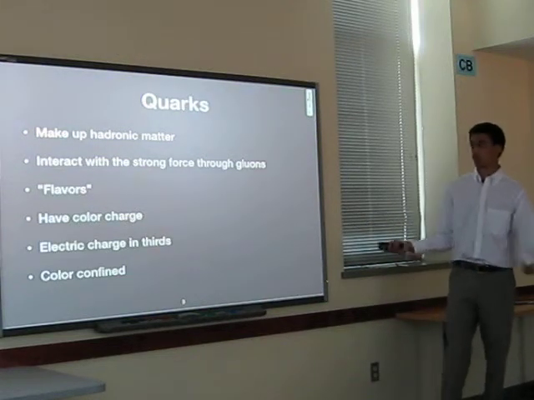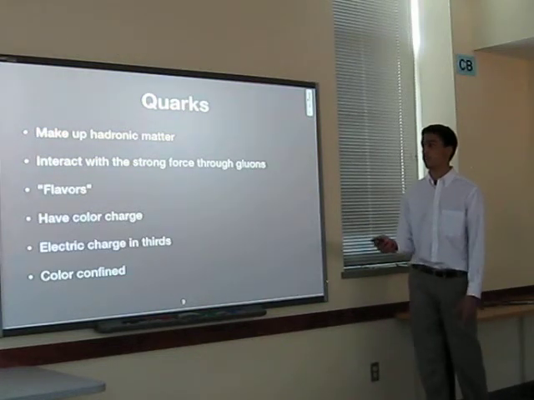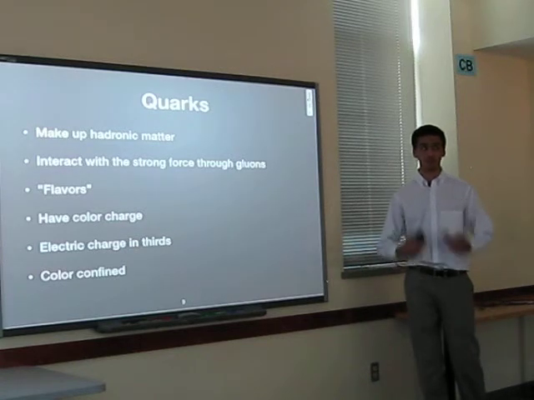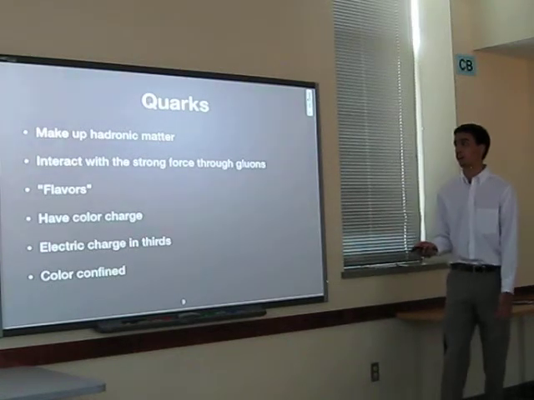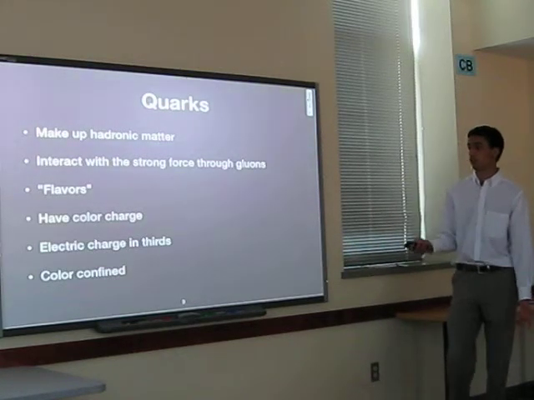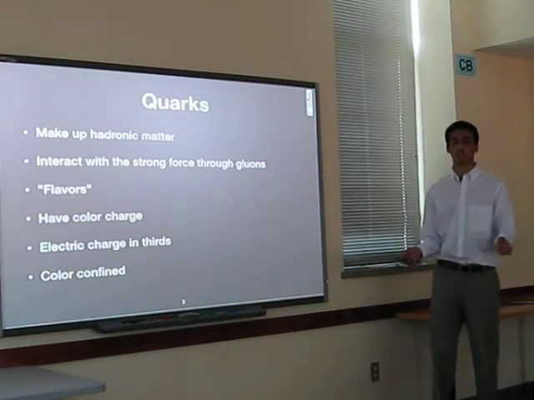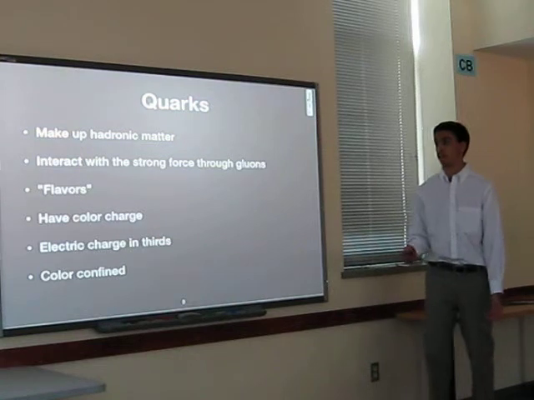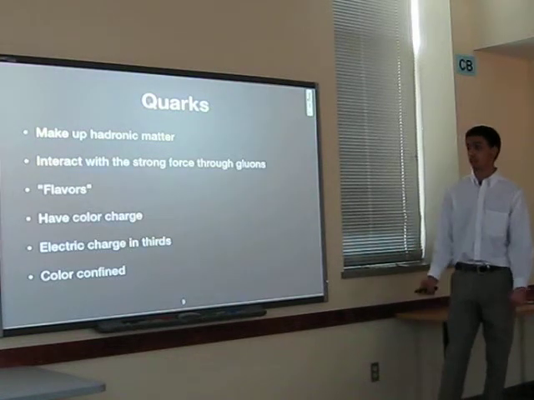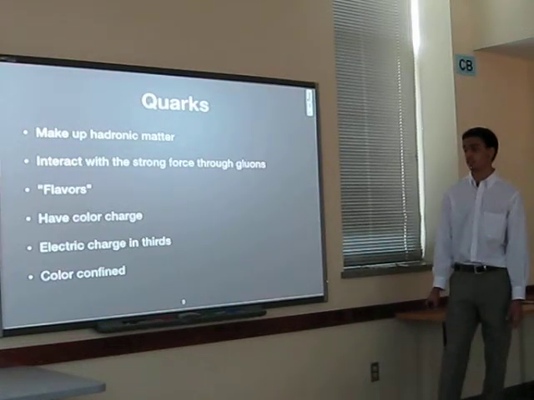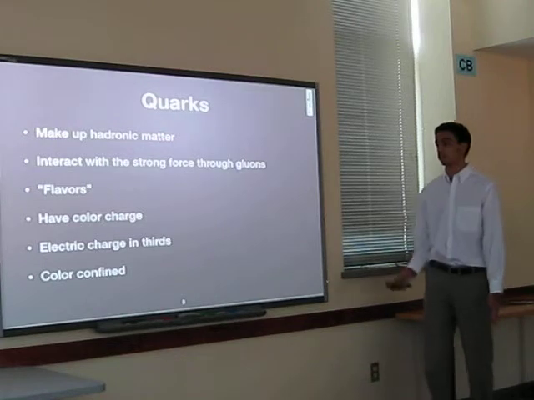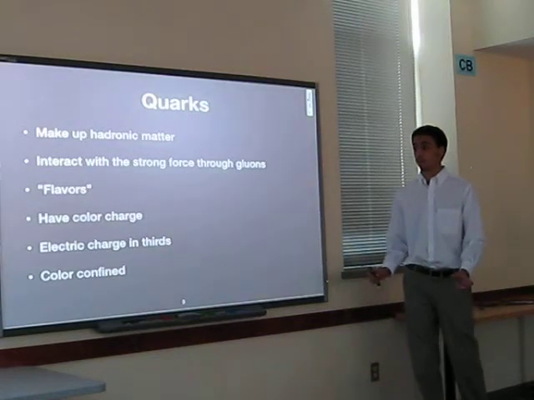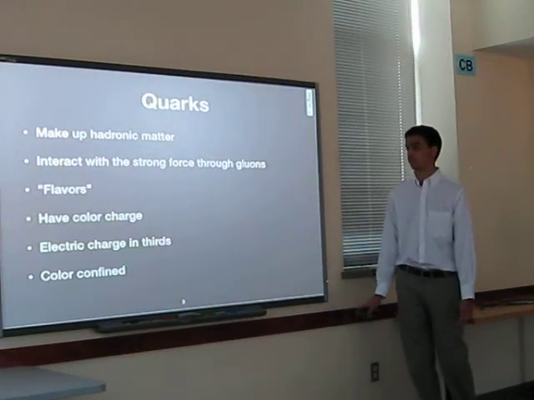So quarks, which are pretty important, make up all hadronic matter. They interact with the strong force through gluons, and they come in different flavors. So that's the top, bottom, charm, strange, up, down that I was talking about earlier. They all have a color charge, and their electric charge comes in thirds. And they're what we call color confined, which Suki will talk about later.